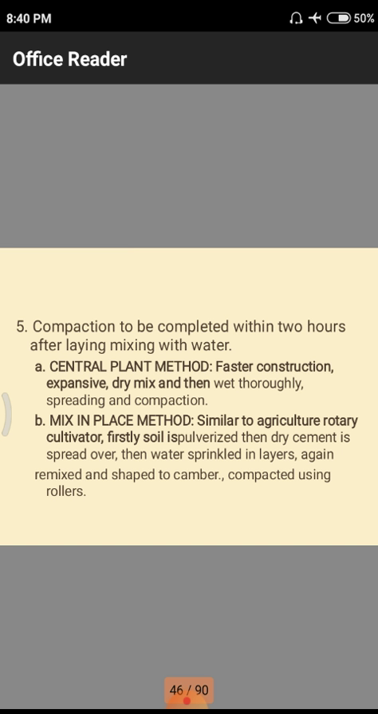But in the case of the central plant method, the total soil cement mass is taken and that mass will be spread. After the spreading is over, we simply pour or spread the water. This is the difference between the central plant method and the mix in place method.